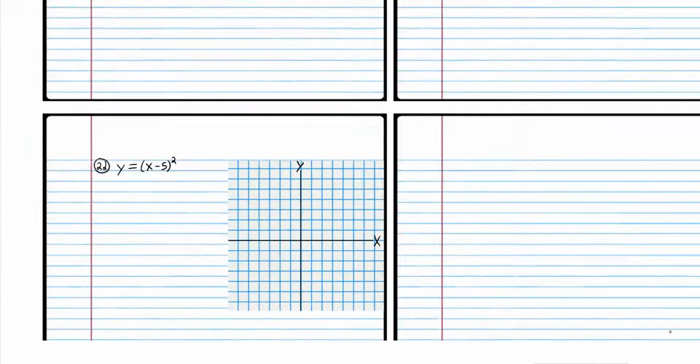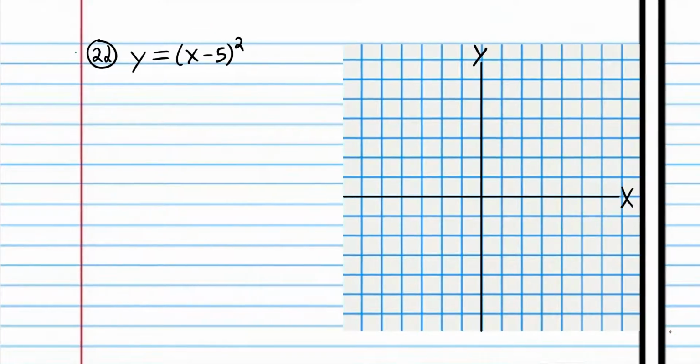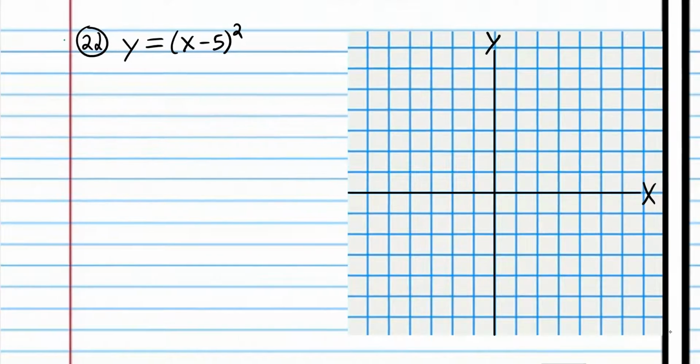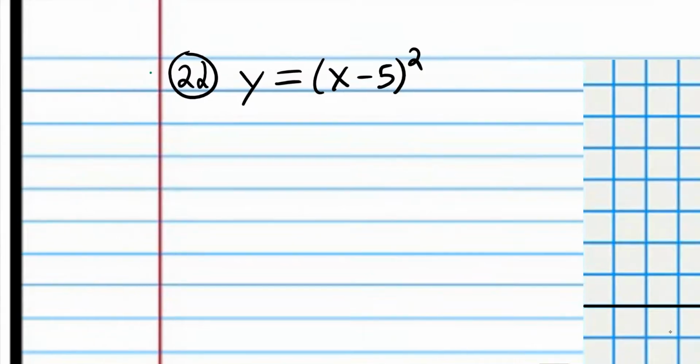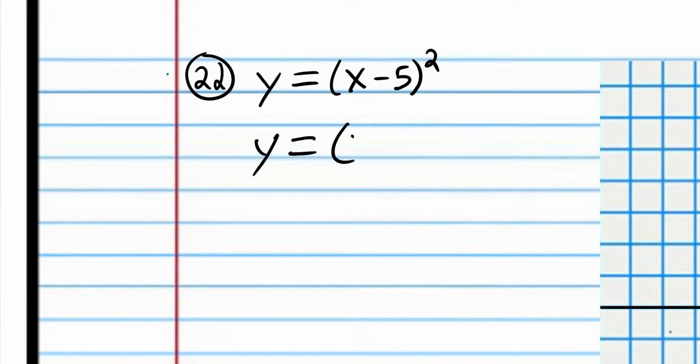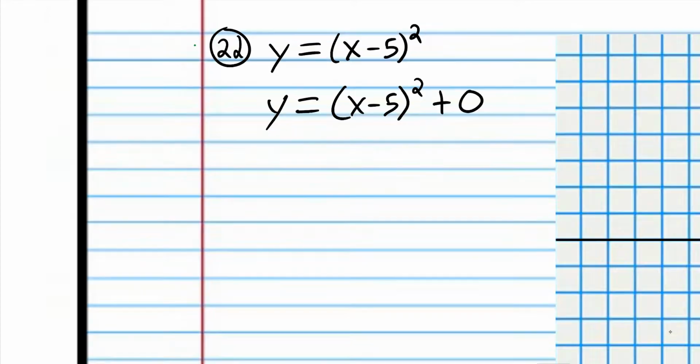I want you to try number 22. And when you come back, we'll do it together. All right, we're back. So as you can see, this is pretty much already in vertex form. If we add a 0, you can see the y value of the vertex.